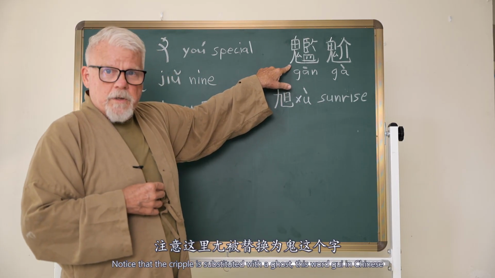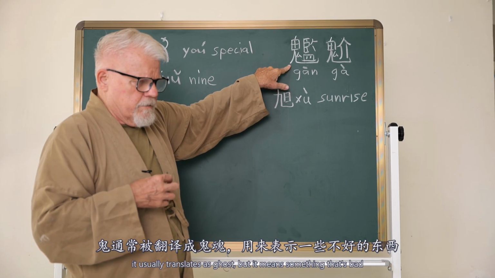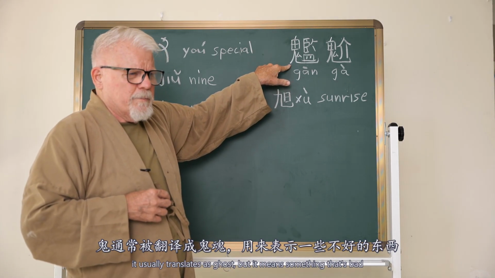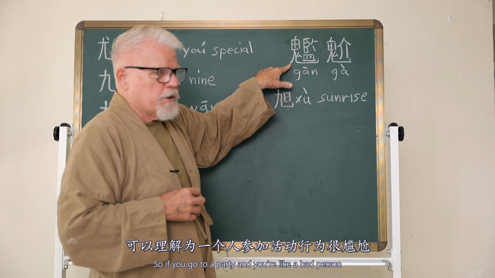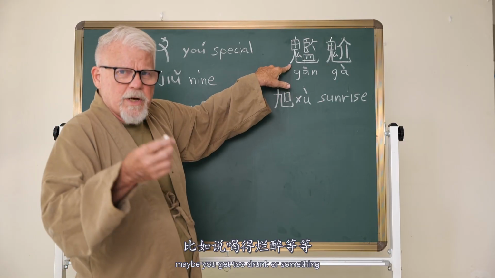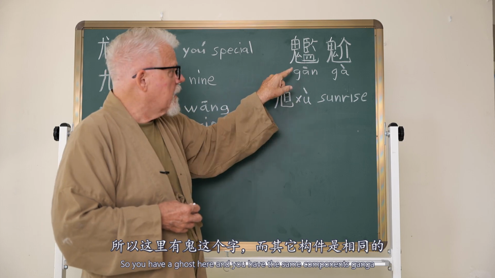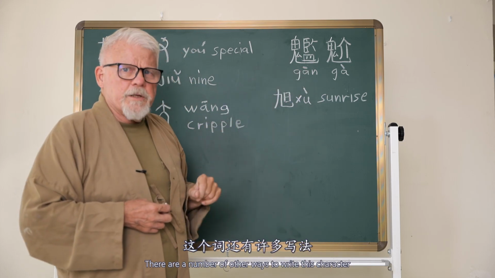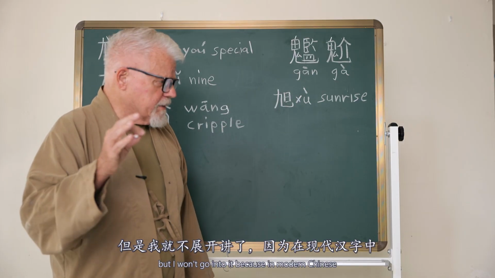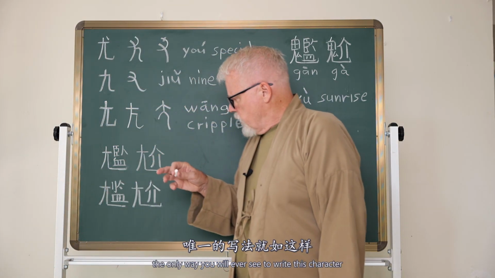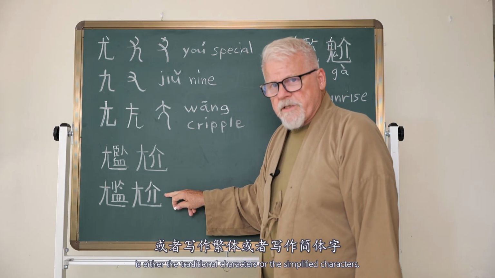Notice that the cripple is substituted with a ghost. This word gui in Chinese, it usually translates as ghost, but it means something that's bad. And so if you go to a party and you're like a bad person, maybe you get too drunk or something, so you have a ghost here, and you have the same components, Ganga. There are a number of other ways to write this character, but I won't go into it because in modern Chinese the only way you will ever see to write this character is either the traditional characters or the simplified characters.